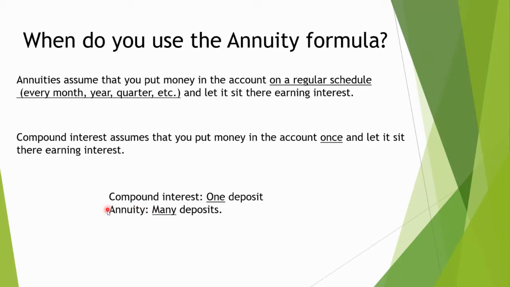So for annuities, we have many deposits. With compound interest from the previous chapter, we made one deposit and then let the account do what it does, compound and earn interest.